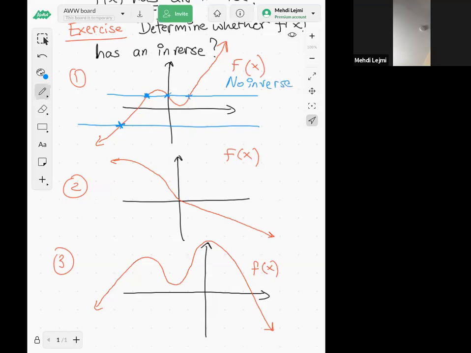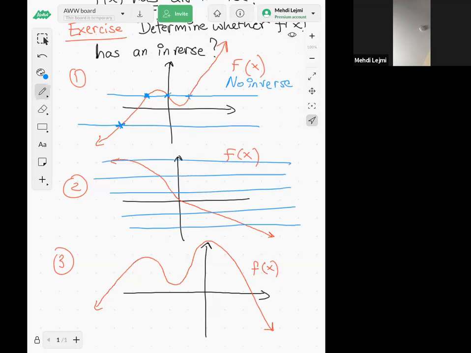For number two, any horizontal line would just intersect the graph at exactly 1 point, right? So this 1 point, 1 point, 1 point. So yes, this function f has an inverse. And the last one, if you take any horizontal line, like here, we would intersect the graph at like 4 points. That's more than 1 point. So of course this function f, the third one, has no inverse.